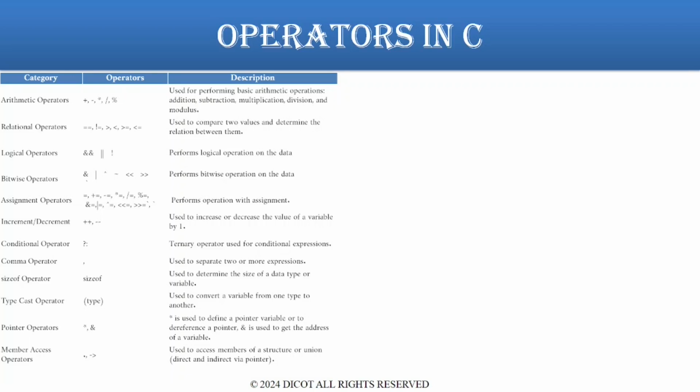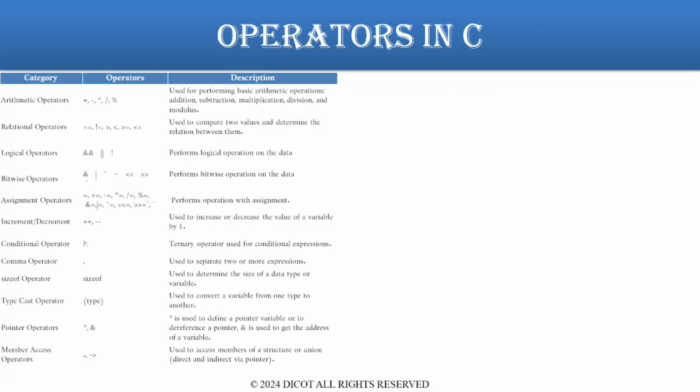Logical operators. They perform logical operations between Boolean values, like and, or, not, etc. Bitwise operators perform bit level operations like and, or, XOR, not, left shift, right shift, etc. Assignment operators. They assign values to a variable with or without performing operations, like assign, add and assign, subtract and assign, multiply and assign, divide and assign, modulus and assign, etc.